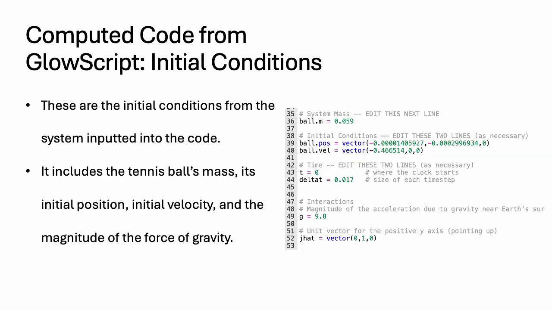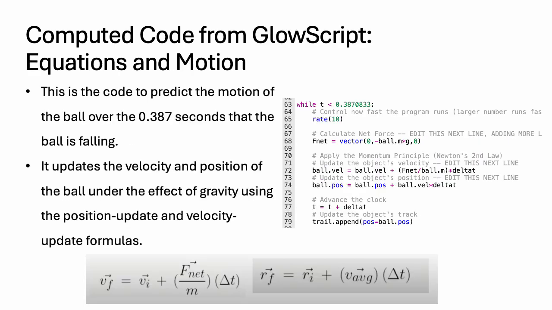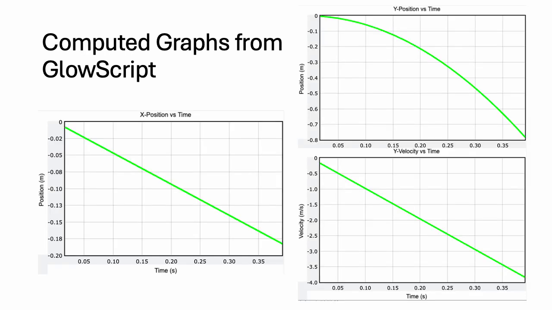The code on the right shows the initial conditions from the system that were put into the code. It includes the tennis ball's mass, its initial position, initial velocity, and the magnitude of the force of gravity. The picture on the right shows the code that was used to predict the motion of the ball over the time period that it was falling. It updates the velocity and position of the ball under the effect of gravity using the position update and velocity update formulas. After running the code, these three graphs were created, showing the x position over time, the y position over time, and the y velocity over time.